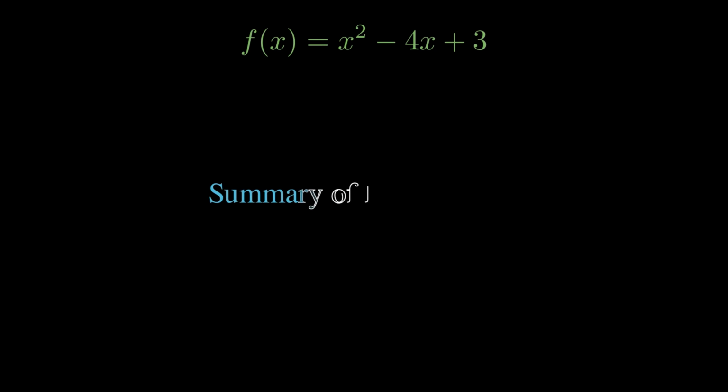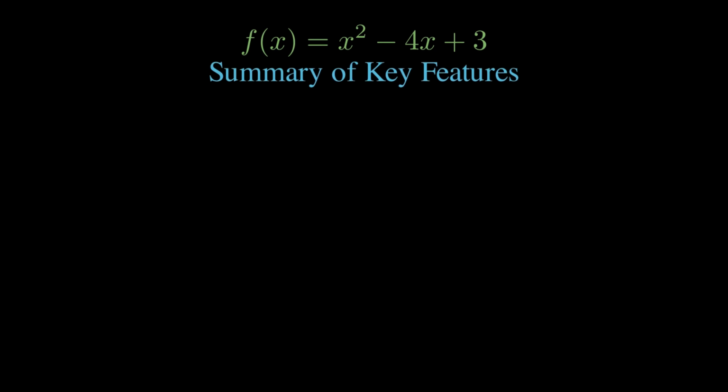Let's also determine the direction of opening. Since the coefficient a equals 1 is positive, our parabola opens upward. If it were negative, it would open downward.